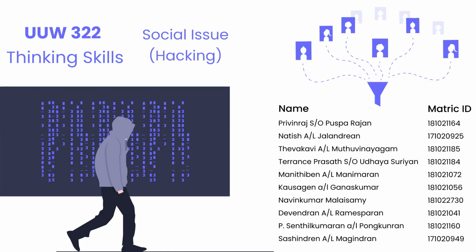Our group title for this video presentation is Social Issues, where we are going to explain specifically on the hacking issues in our society. So my name is Privinraj and Puspa Rajan. My matric number is 18102164. So let's move on to the introduction.